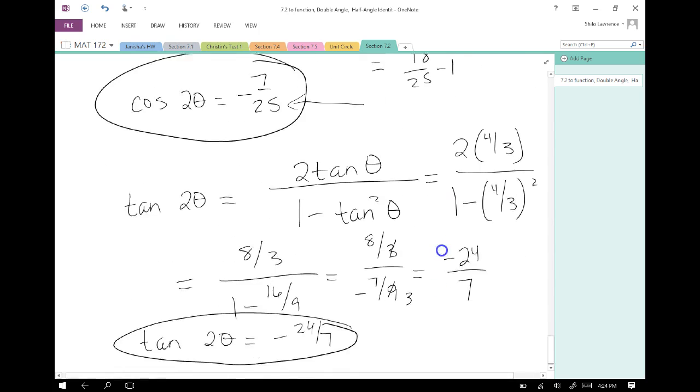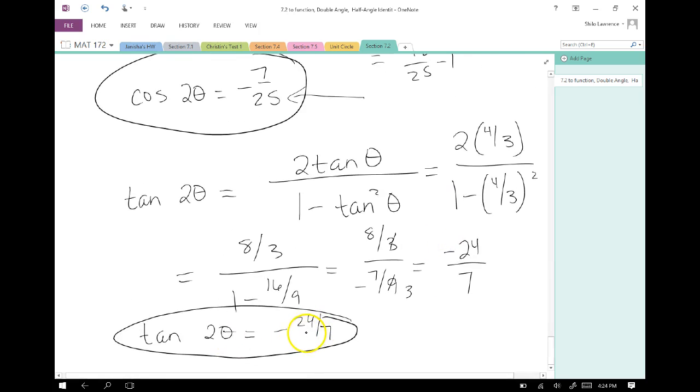And then you can use your tangent to confirm it. Yep, tangent's negative in quadrant 2 as well. So 2 theta is in quadrant 2. And it's just because of whether those trig values came out positives or negatives.